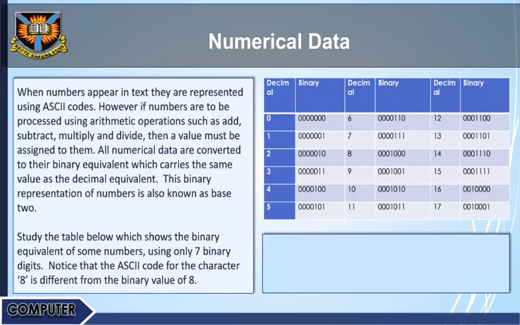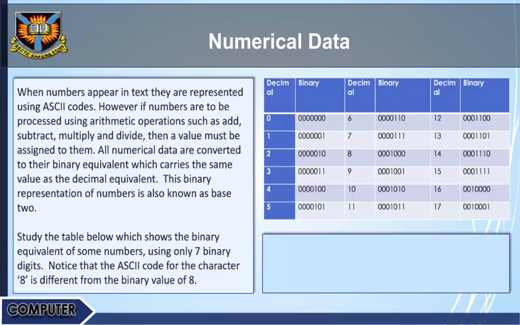Numerical data. When numbers appear in text, they are represented using ASCII codes. However, if numbers are to be processed using arithmetic operations such as add, subtract, multiply, and divide, then a value must be assigned to them. All numerical data are converted to their binary equivalent, which carries the same values as the decimal equivalent. This binary representation of numbers is also known as base 2.